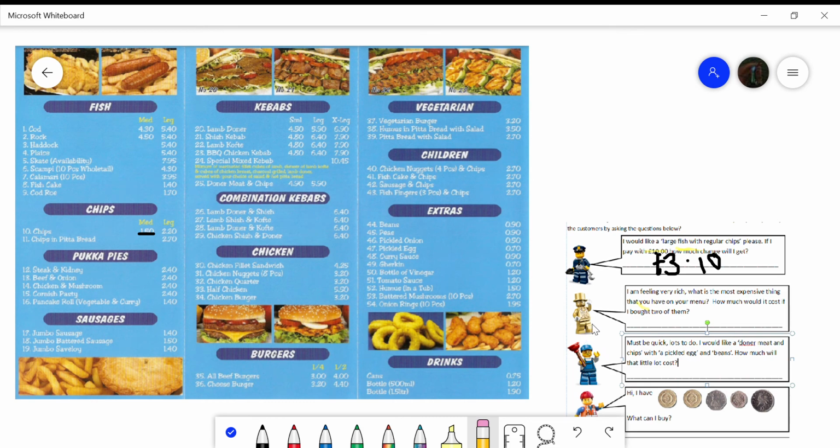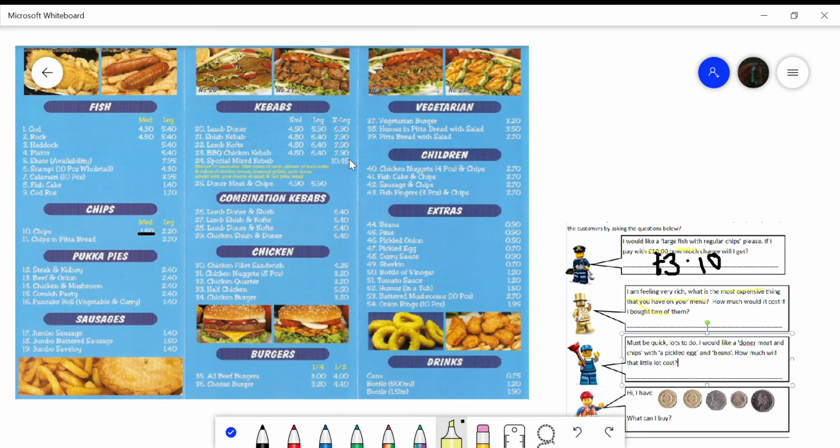Okay, next customer. I am feeling very rich. What is the most expensive thing on your menu? How much would it cost if we bought 2 of them? So that's our first one. What is the most expensive thing on the menu? Okay, so I'm going to look very carefully on my menu and I'm looking for the biggest numbers, the highest amount. Let's have a little look.